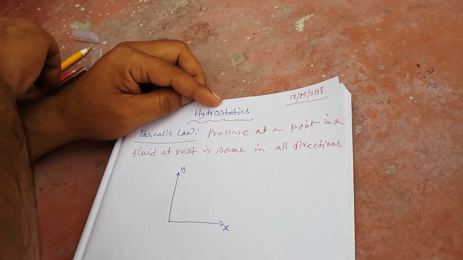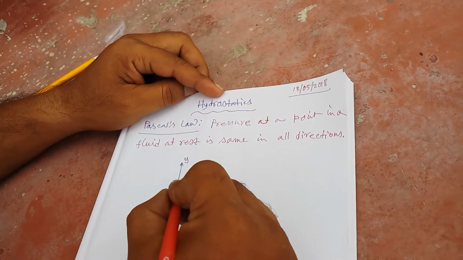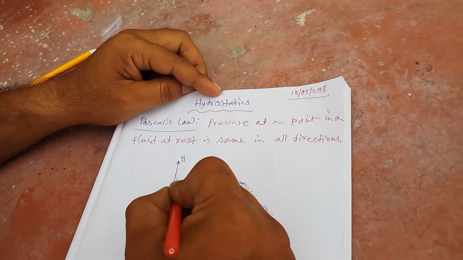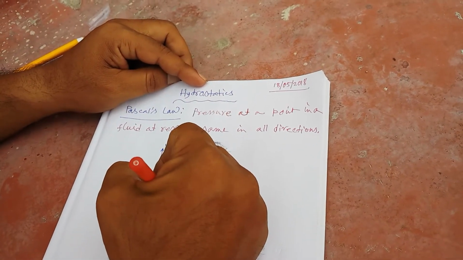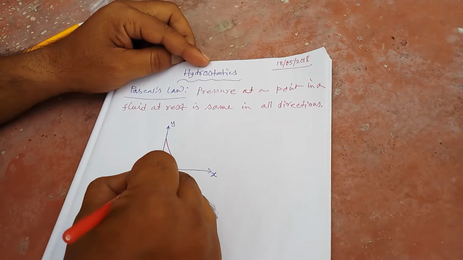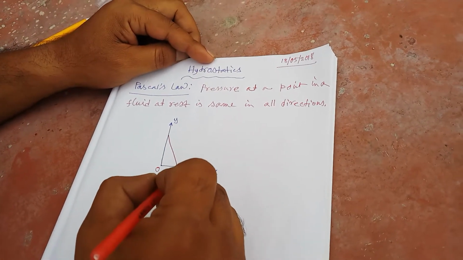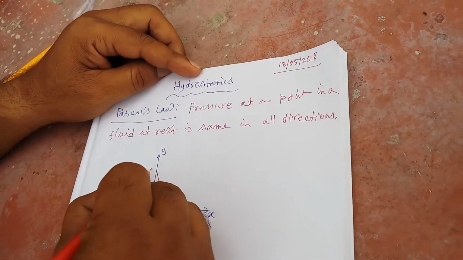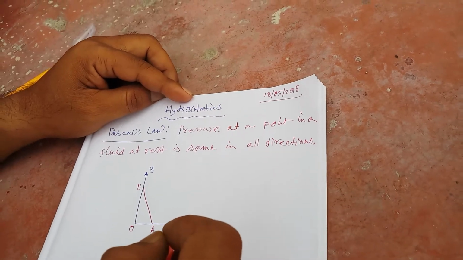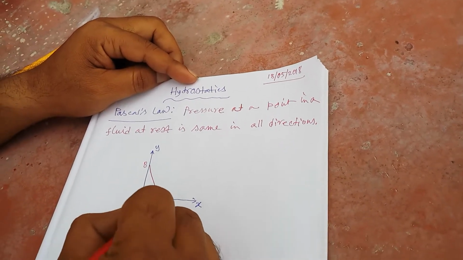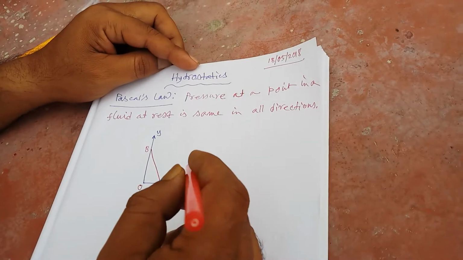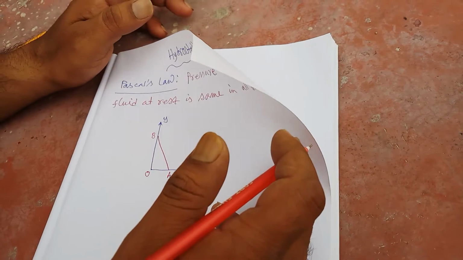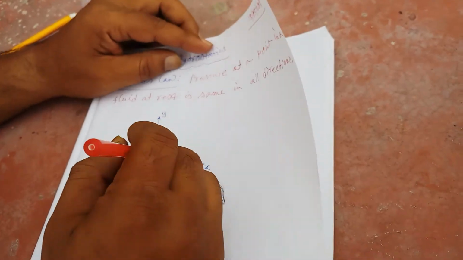Now take a fluid element by drawing a straight line like this. This is the origin O. This line intersects the x-axis at point A and the y-axis at point B. So OAB is like a triangle, but the fluid element cannot be two-dimensional, it must be three-dimensional. Any object is three-dimensional.